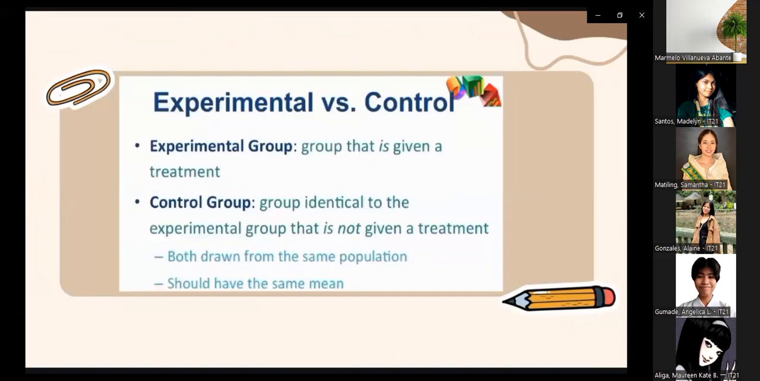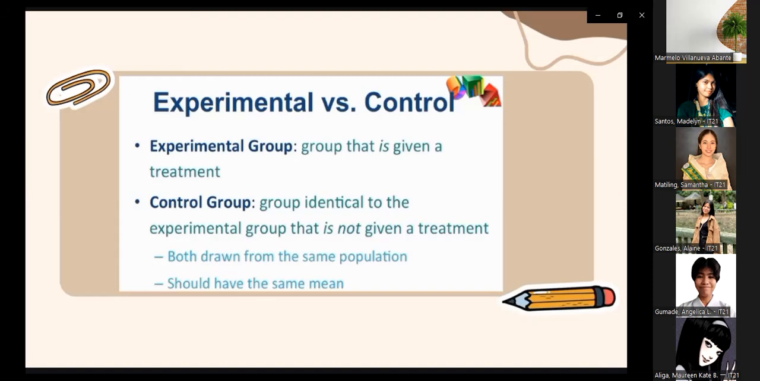Experimental versus the control group. Experimental is a group that is tested or given a treatment. The control group is a group identical to the experimental group that is not given a treatment. Both are drawn from the same population and should have the same mean.